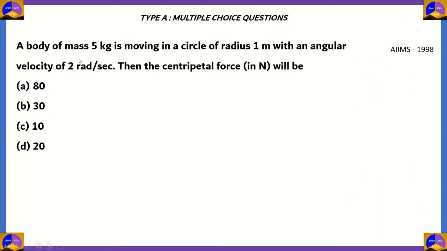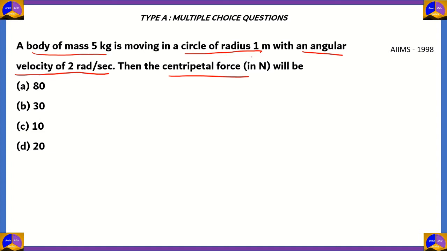Now let's look at question number 2. A body of mass 5 kg is moving in a circle of radius 1 meter with an angular velocity of 2 radians per second. We need to find the centripetal force.